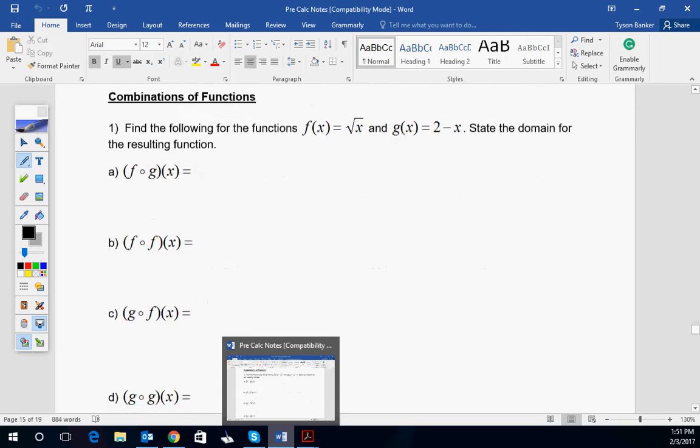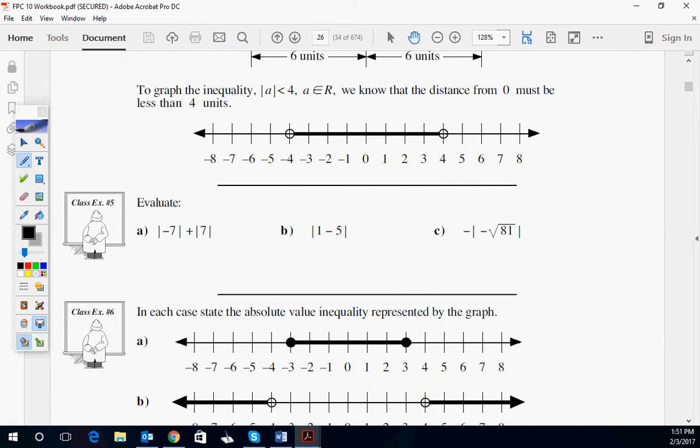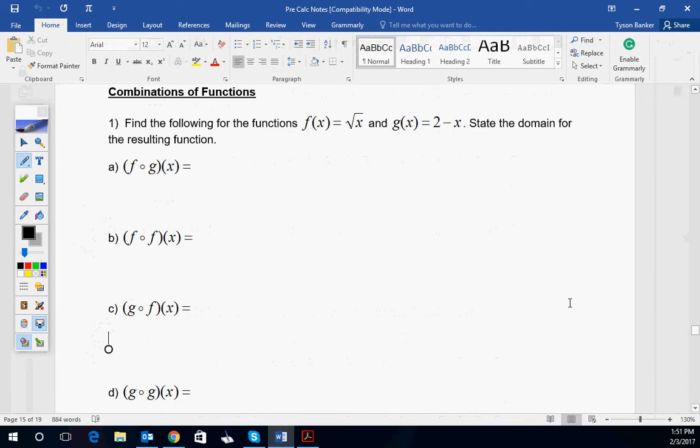But anyway, can I get rid of this? Let's get rid of that real quick. Okay.